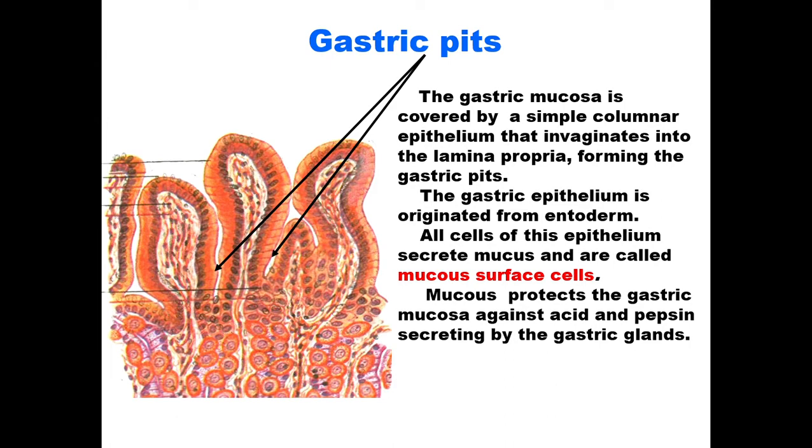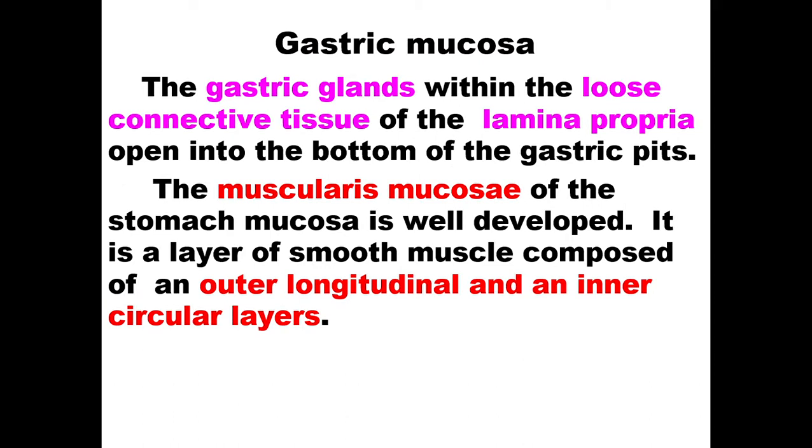The gastric mucosa is covered by a simple columnar epithelium that invaginates into the lamina propria, forming the gastric pits. The gastric epithelium originates from endoderm during embryogenesis. All cells of this epithelium secrete mucus and are called mucous surface cells. Mucus protects the gastric mucosa against acid and pepsin secreted by the gastric glands. The gastric glands within the loose connective tissue of the lamina propria open into the bottom of the gastric pits.